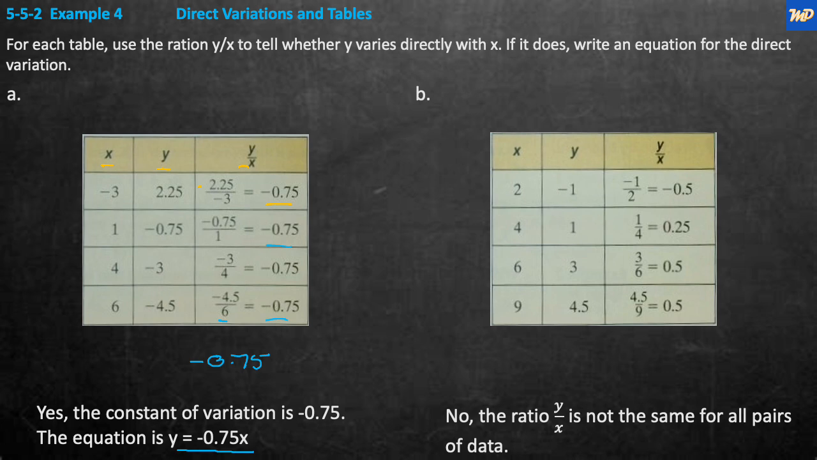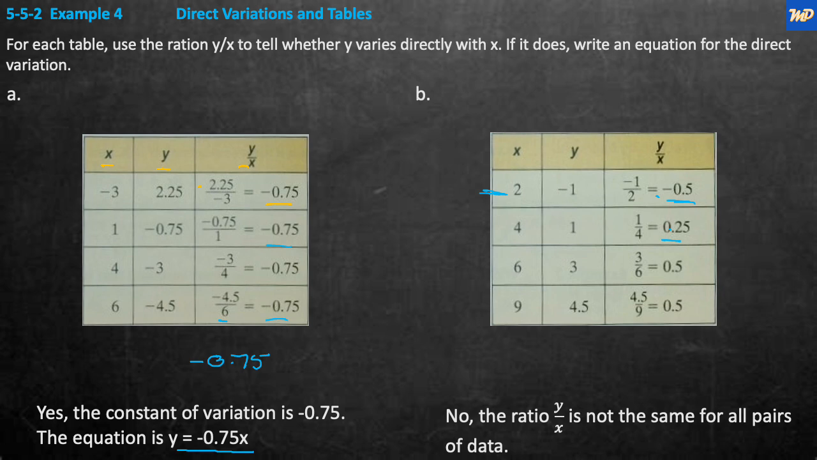So they want to know, are these k values, so to speak, the same? If they're the same, it's a direct variation. Well, right off the bat, you can see something's different. In this one, the very first term, negative 1 is divided by 2. That's going to give us negative 1/2. The next one is positive. 1 divided by 4 is a positive quarter. But guess what? This is negative. This one's positive. It cannot be a direct variation because you have a negative and a positive. They're not the same number.